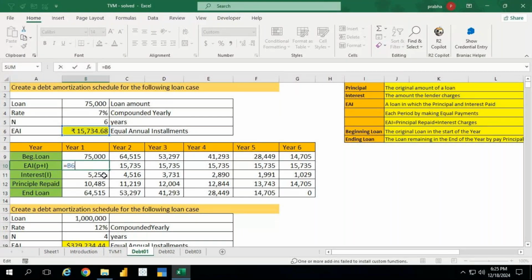So once you have tried with the first one, please try out the second one also. That's very similar to it.